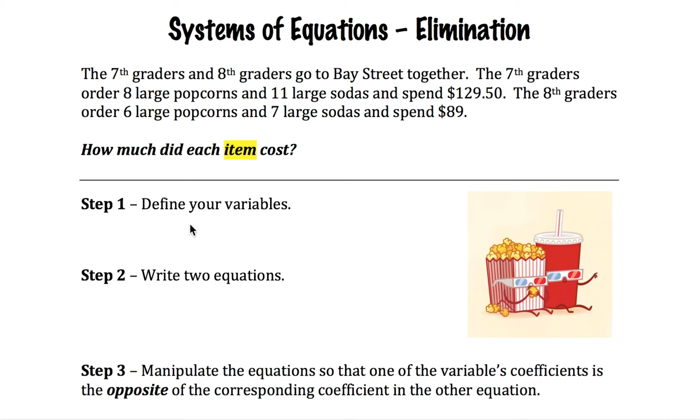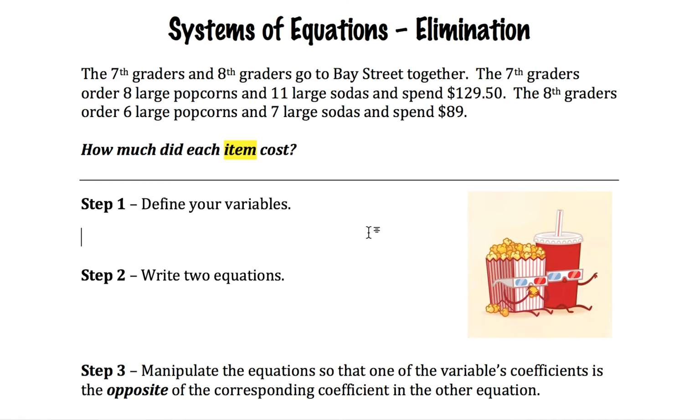In this video, we're going to look at solving systems of equations word problems using the method called elimination. This problem says the 7th and 8th graders go to Bay Street together. The 7th graders order 8 large popcorns and 11 large sodas and spend $129.50. The 8th graders order 6 large popcorns and 7 large sodas and spend $89. How much did each item cost?